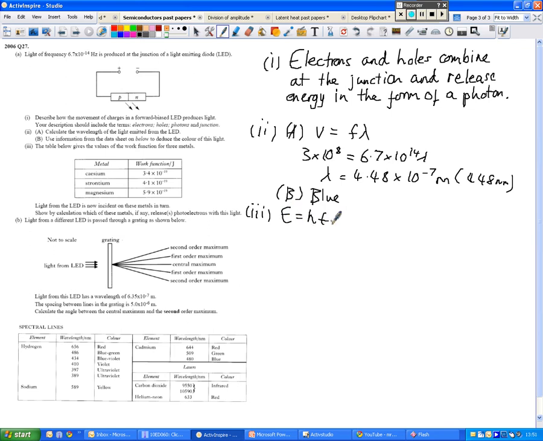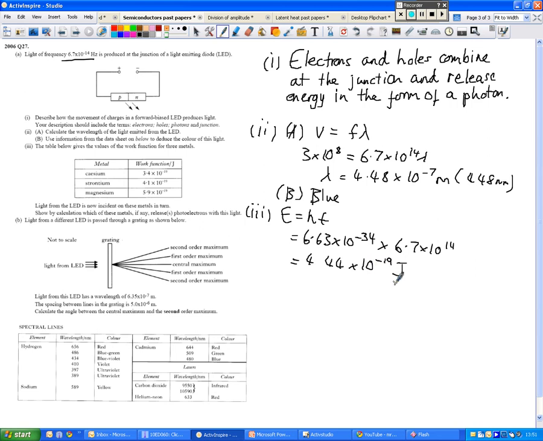The energy of the photon is what we're trying to figure out. Planck's constant is 6.63 times 10 to the negative 34. You'll find that in the data sheet. The frequency is up here, 6.7 times 10 to the 14. The answer you'll get is 4.44 times 10 to the negative 19 joules. That's only half of that question though.